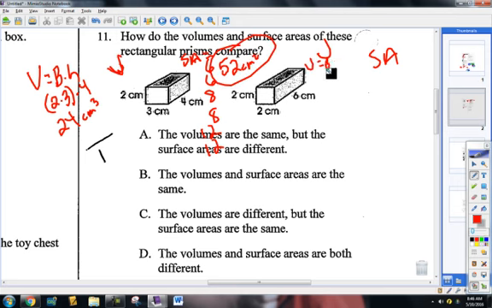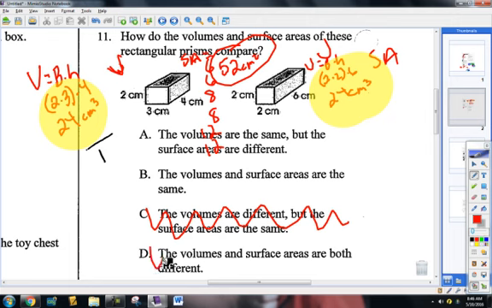Volume over here. Volume equals area of the base times the height. We know that's going to be 2 times 2 is going to be the front times 6. That's going to be 24 centimeters cubed. So right away, what do you notice right away? Same volume. So anytime, anywhere where it says the volumes are different, we can get rid of those 2 answers, right?